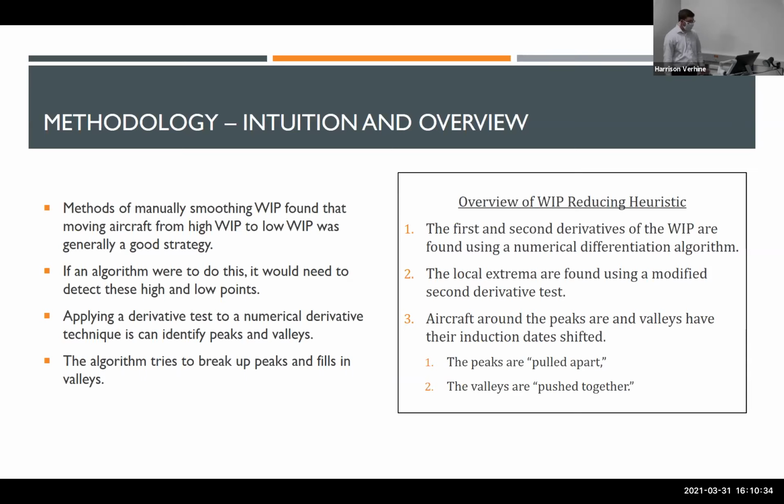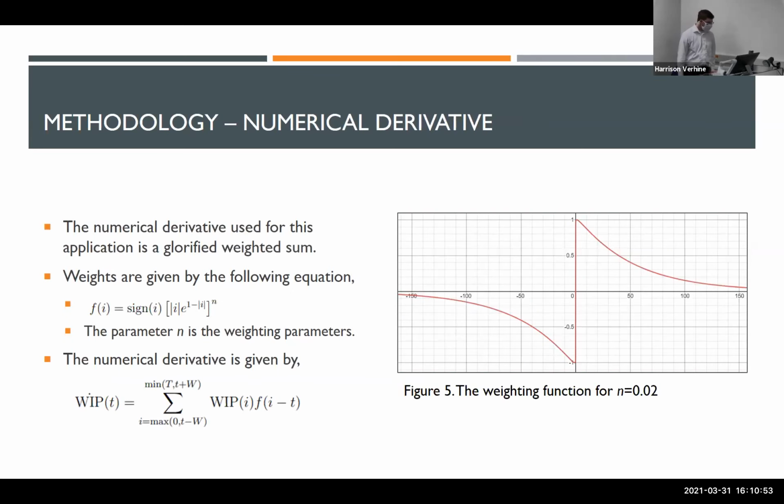We'll start by finding the first and second derivatives using a numerical differentiation technique, and then apply a second derivative test to those derivatives. This will give us a list of local extrema that we can shift aircraft around. We'll try to pull the peaks apart and push the valleys together to reduce the global WIP. So the first step of the heuristic is obtaining the numerical derivatives. We'll use a simple and easy to implement technique. The numerical derivative will essentially be a glorified weighted sum.